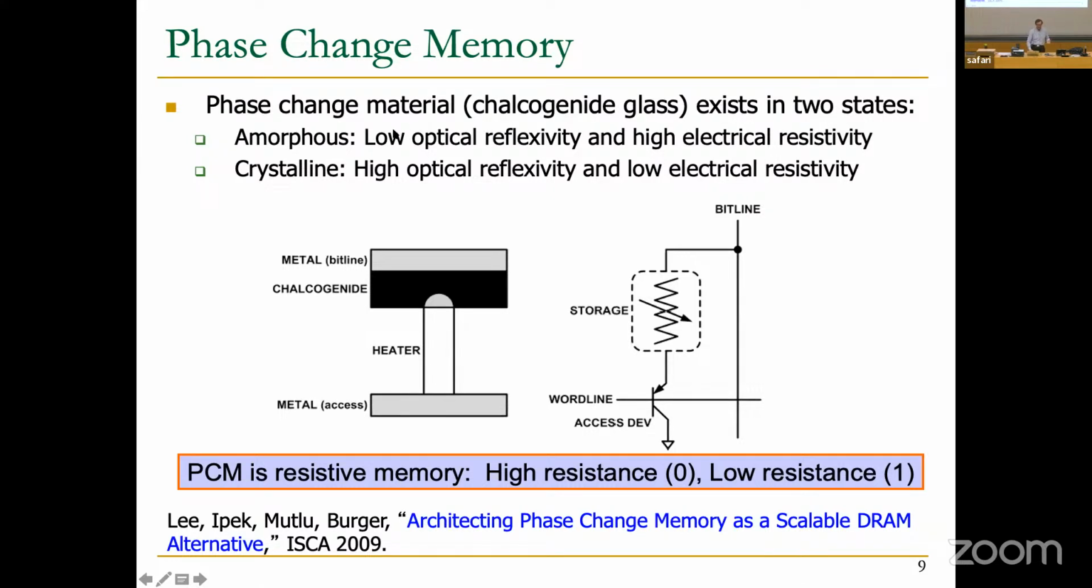In the amorphous state, this material has low optical reflectivity, so if you shine light on it, it doesn't reflect as much, and high electrical resistivity, so if you pulse current through it, it goes through relatively slowly. In the crystalline state, you have exactly the opposite characteristics: high optical reflectivity and low electrical resistivity. And in rewritable CDs, the reading mechanism is optical. So you shine light on these devices, at a higher abstraction level, of course, and you figure out the reflectivity. Based on that, you decide whether the bit stored is 1 or 0.